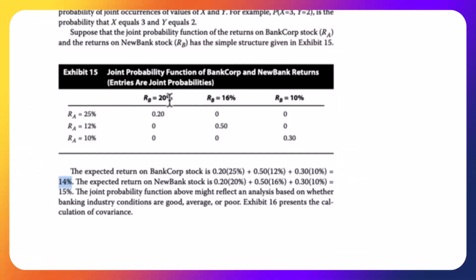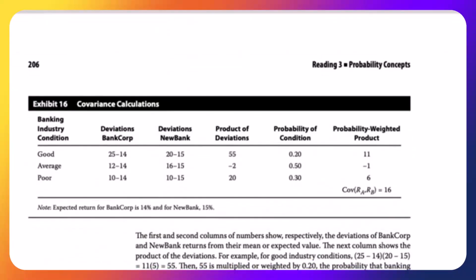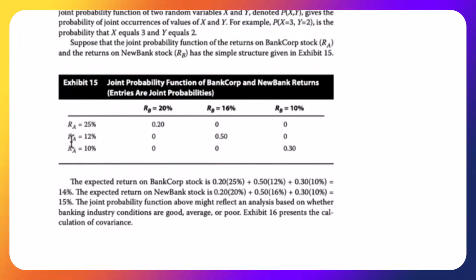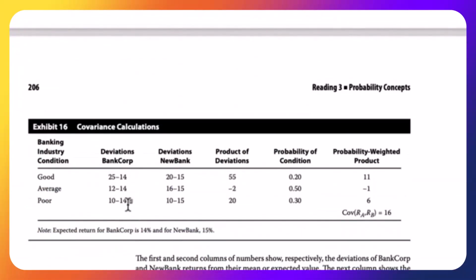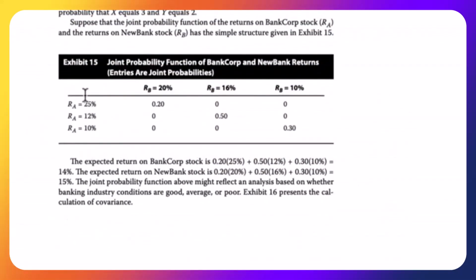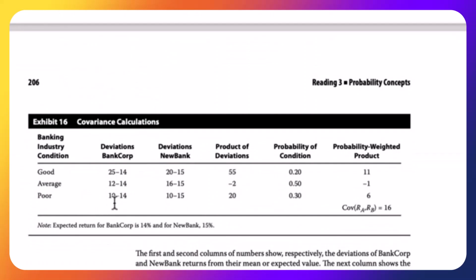For B, it would be the same thing. 20% times 0.2, 16% times 0.5, and 10% times 0.3. And we see that that is done across here. We get 15%. So now we calculate the deviations, and that is done in Exhibit 16. So deviations for Bancor and New Bank. Bancor is down here, is RA. New Bank is RB. We knew the expected value for Bancor was 14. So the three scenarios we had, let's go back up. You can see it's 25%, 12%, and 10%. So let's do that. 25 minus 14, 12 minus 14, 10 minus 14.